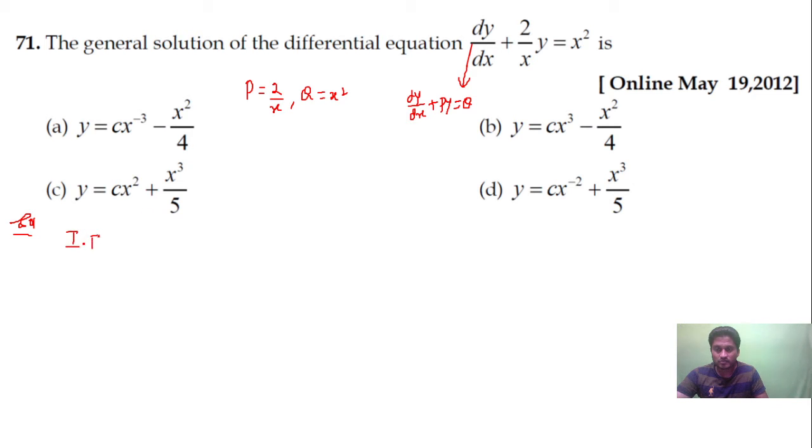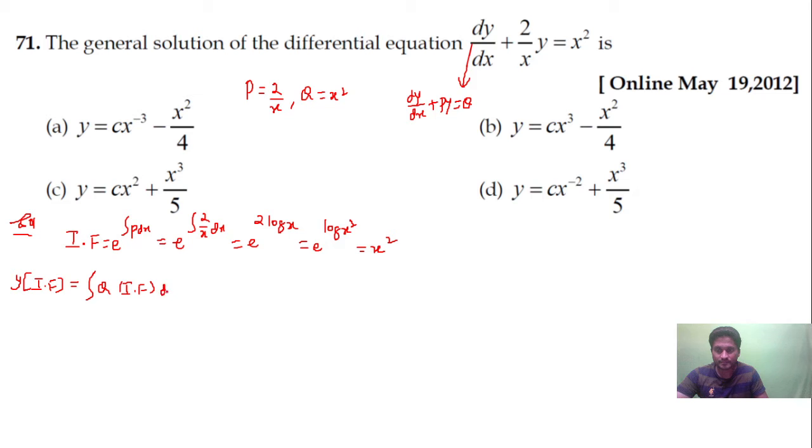Integrating factor is equal to e to the power of integration of p dx, which is e to the power of integration of 2 by x dx. Okay, so this is e to the power of 2 times integration of 1 by x, which is log x. 2 log x can be written as log x square. e to the power of log x square is x square. So the solution is y into IF is equal to integral q into IF and then dx plus c.